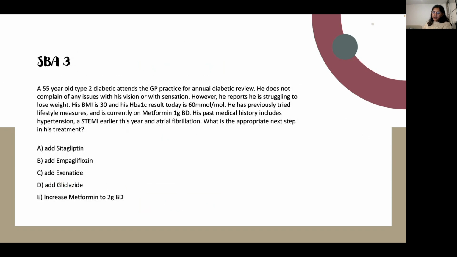So last question: a 55-year-old type 2 diabetic attends a GP practice for an annual diabetic review. He does not complain of any issues with his vision or sensation, but reports that he's struggling to lose weight. His BMI is 30 and his HbA1c is 60 millimoles per mole. He's previously tried lifestyle measures and is on metformin 1 gram BD, which means twice daily. His past medical history includes hypertension, a STEMI earlier this year, and atrial fibrillation. So what is the appropriate next step in his treatment? Have a think, and I'll make the last poll.